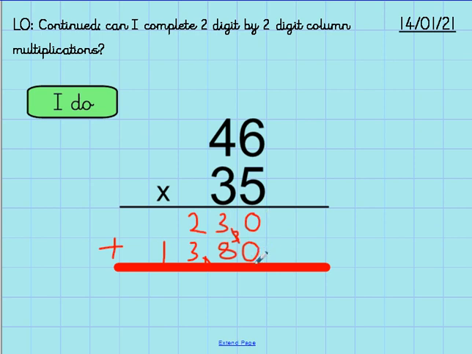So 0 add 0 is 0. 3 add 8 is 11. 1 in, carry the 1. 2 add 3 is 5. Add the 1 is 6. And then 1, nothing to add to it, so it just comes in down here. So I now know that 46 times 35 is 1,610.